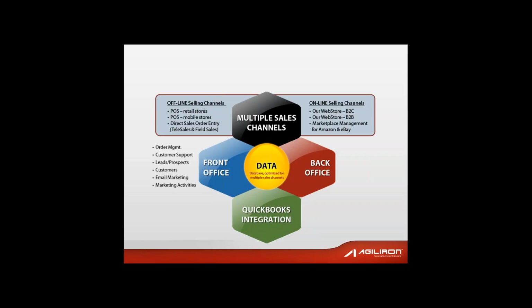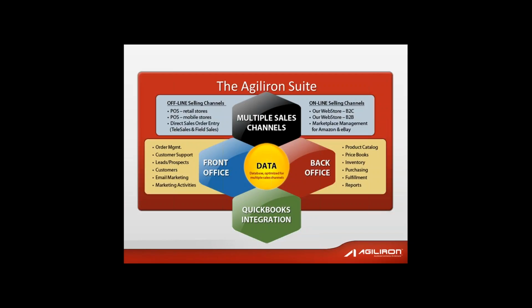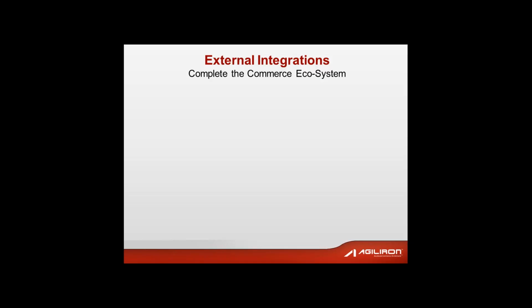Whoops, I better hurry up. This is the back office, the backbone, which is all of the infrastructure, the shared resources that support the channels, and all of that together, the channels and the backbone of support in the back end, comprises Agiliron Suite, and of course it integrates then with QuickBooks. But this suite, as you know, has to live inside the commerce ecosystem, which has a lot of moving parts. So we have right now 6 integrations.